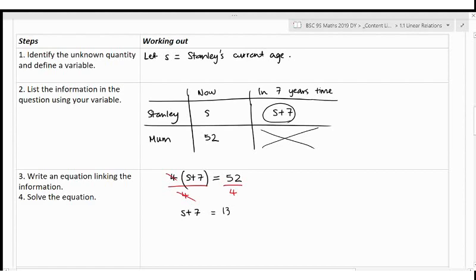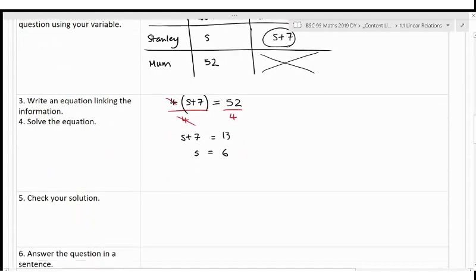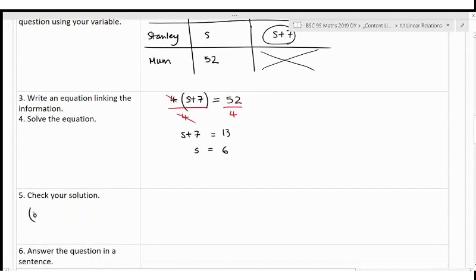Remember we said a couple lessons ago we wouldn't do this if we ended up with fractions straight off. Yeah, so we've got a nice whole number. And then this is very easy to solve. Take 7 from both sides, we get 6. Okay. Step 5, sorry. It says check your solution. Again, optional, you don't have to do this. But if Stanley is currently 6 years old, then in 7 years' time, he's going to be 13, some familiar numbers. If we multiply this by 4, we get 52, which is his mother's current age, which means it's right.